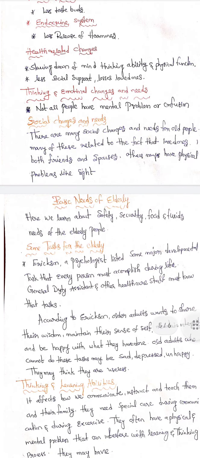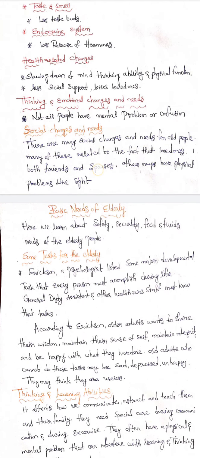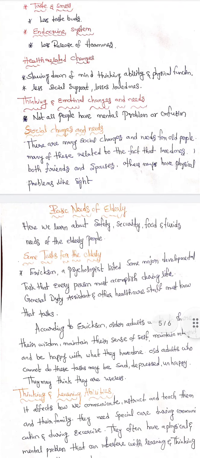Next, less social support, loss of loved ones. Less social support, because some people do not get proper caring. Even family members will not take care. That is also one change in old age people. Because of that, they cannot mingle with others, and they will feel lonely. Next, loss of loved ones means they may lose loved ones, like husband or wife, or any friend. That is also one health related change of old age people.